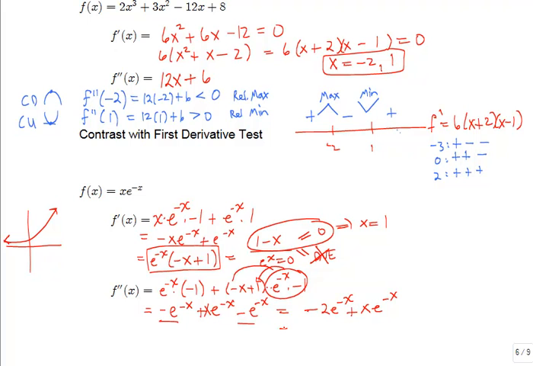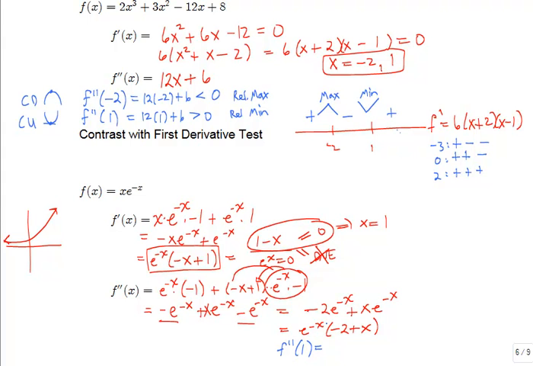If you want, you can factor out that e to the negative x again, and you'll be left with a minus 2 plus x. Okay? Now once we have that second derivative, what we're going to do with it is plug in our critical number. That's how the second derivative test works. You take this second derivative and you plug in that critical number.